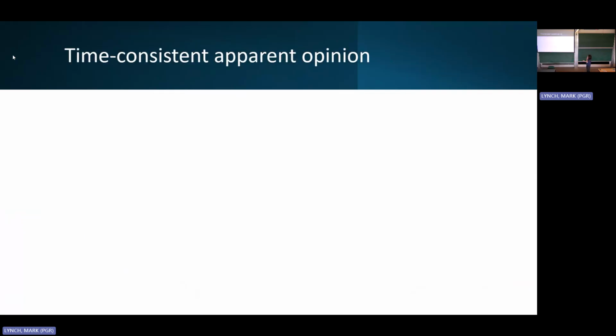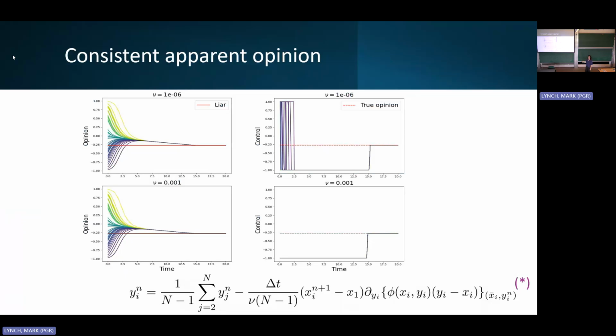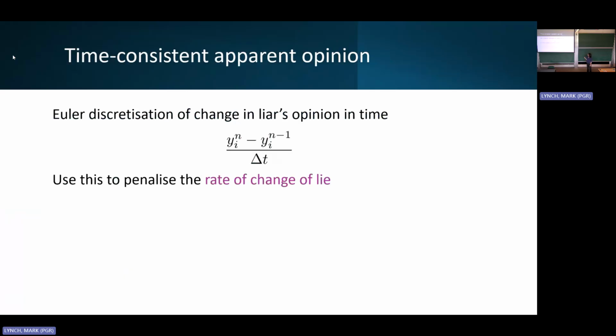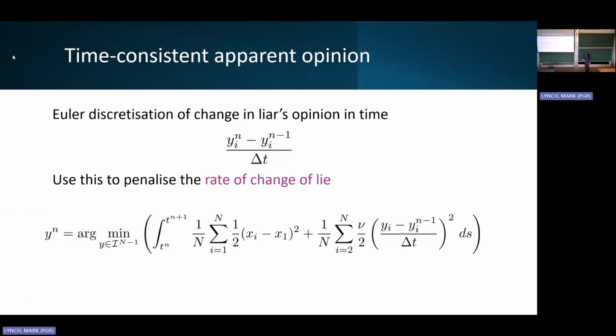Okay, final one, time consistent apparent opinion. You can see in the previous slide, we have these big jumps, which again might not be very true to life. You might not want to change your opinion loads in a single time step. That might look a bit suspicious. So what we do now is that we use an Euler discretization to write down the liar's change in opinion in time. We write out the optimal control problem now with encouraging towards goal opinion and penalizing the liar for changing their lie too quickly.